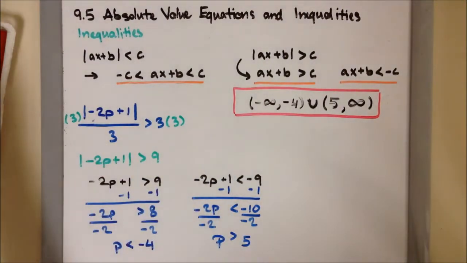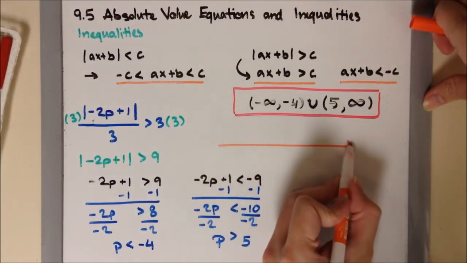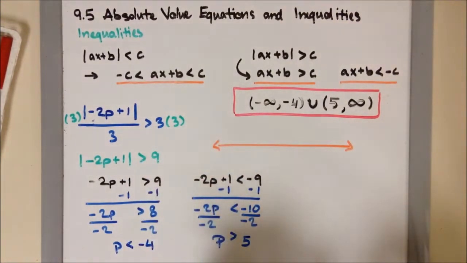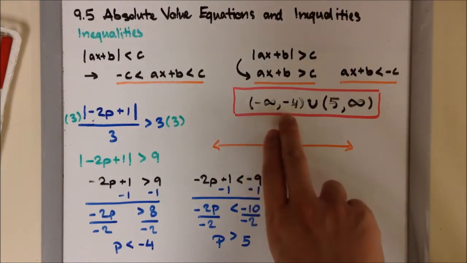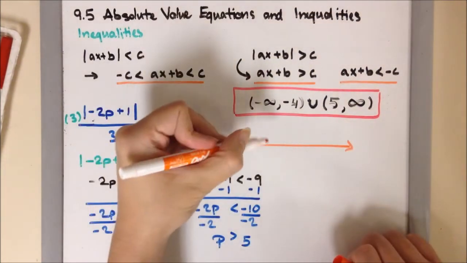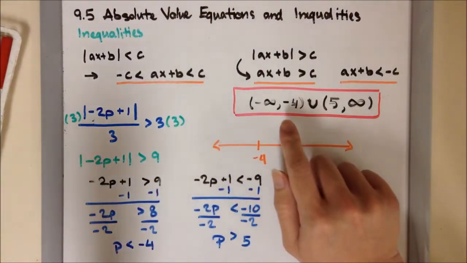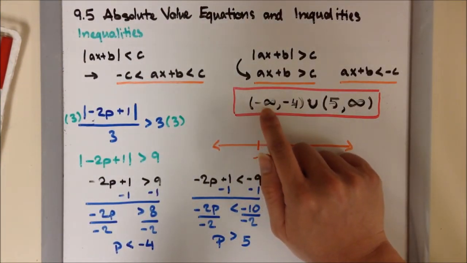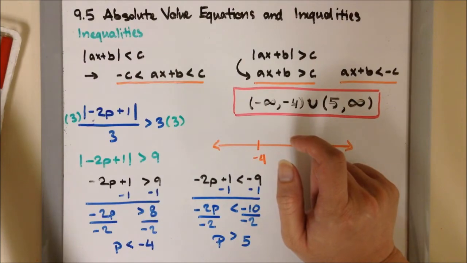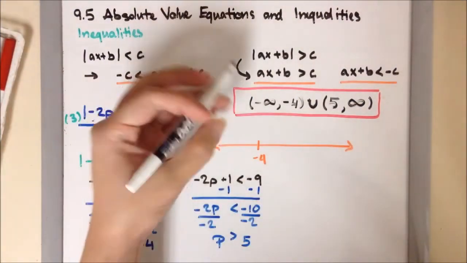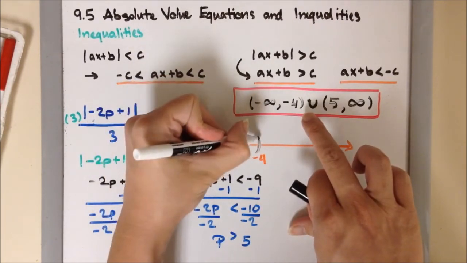Now, in order to graph this interval notation, let's take a look at the left interval notation, negative infinity to negative 4. So let's mark negative 4. If you look closely, it starts off with negative infinity and then it ends with negative 4 with a parenthesis. So what we're going to do here is put the parenthesis on the negative 4 facing the same direction as inside my interval notation answer.